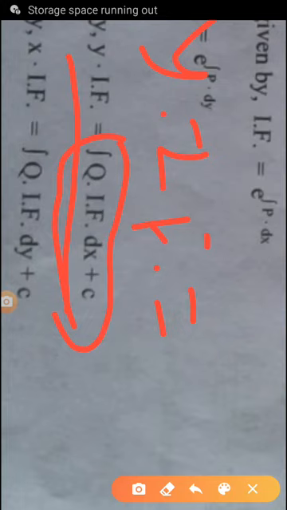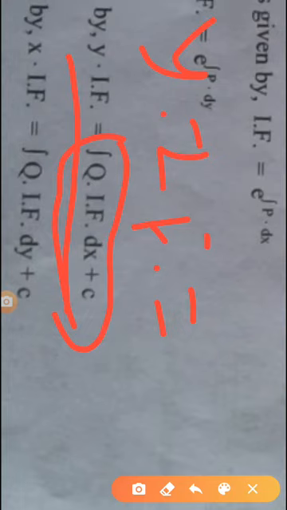When the integrating factor is found, then we can find the solution of the linear differential equation by using a formula. So what is the formula for solution of linear differential equation? If y is dependent variable, then the formula is y into integrating factor equals integration q into integrating factor into dx plus c. In this manner, if y is dependent variable, by using this formula we can find the solution of linear differential equation.